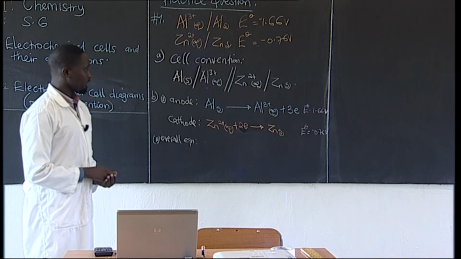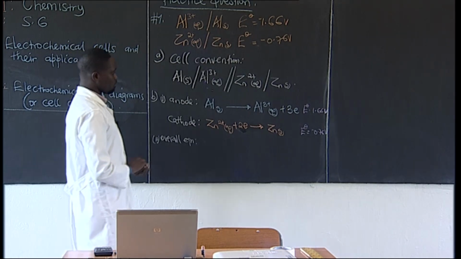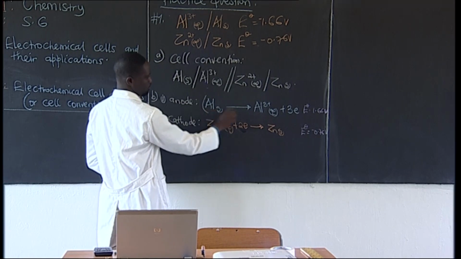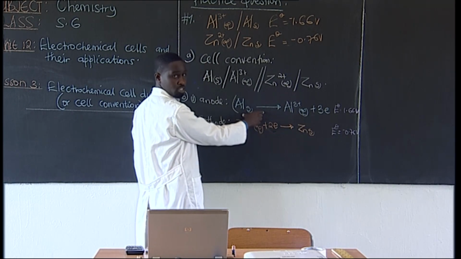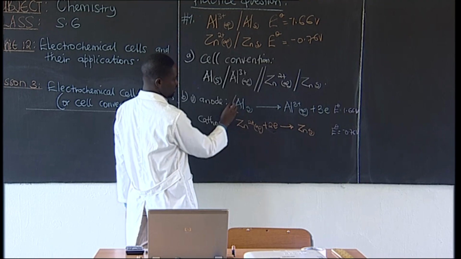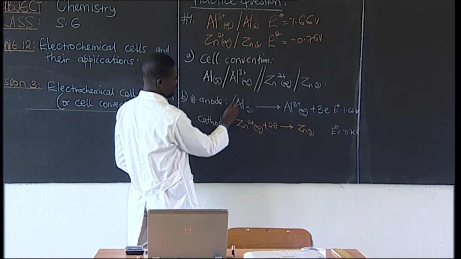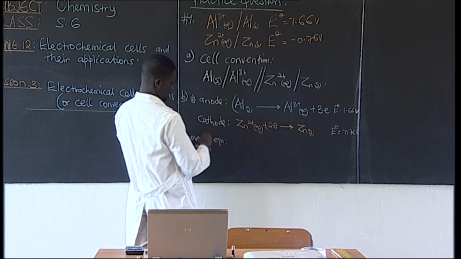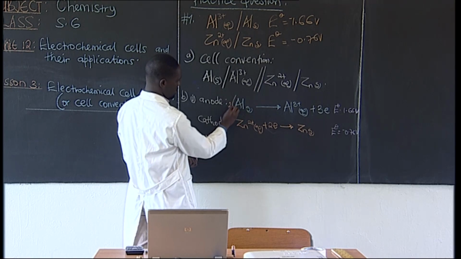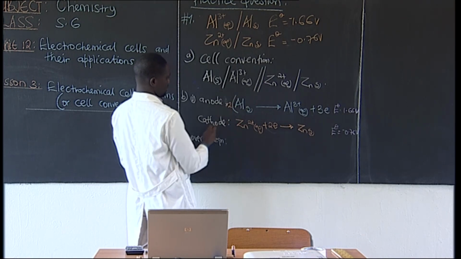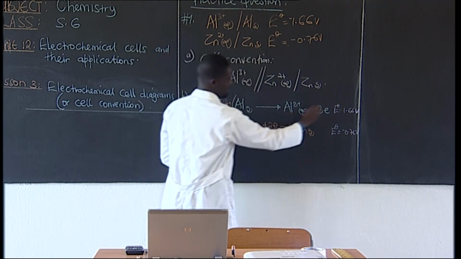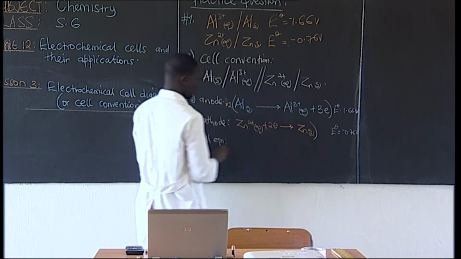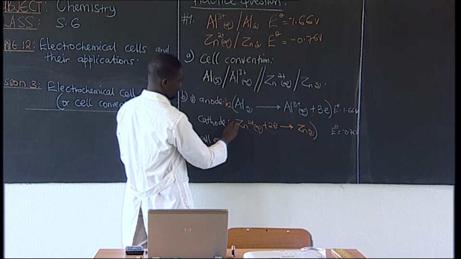To get the overall reaction equation, we need to multiply to balance the number of electrons. The number of electrons lost here must be equal to the number of electrons gained here. So we must multiply by a 2 here. Then we must multiply by a 3 here.